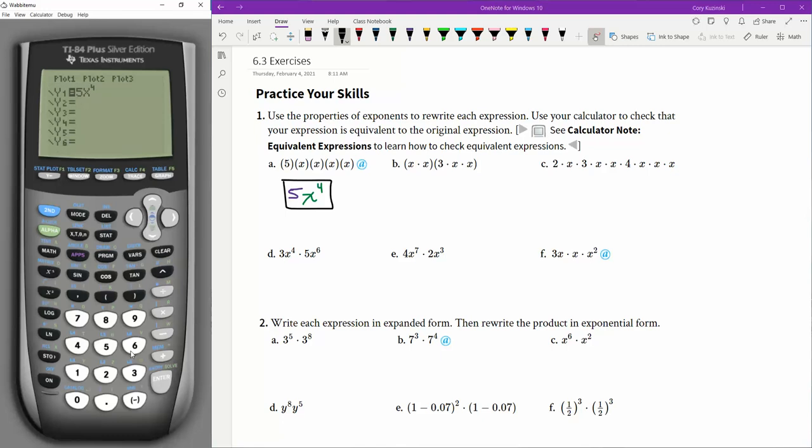5x to the 4th. And then we've also got the original, which is 5 times x times x times x times x. Don't need the parentheses. That's just a waste of our time. If we check the table, we can see it gives us the same table both ways. The next one, I'll check a different method. We got a 3 here, and again, how many x's do we have? 1, 2, 3, 4. This is 3x to the 4th.